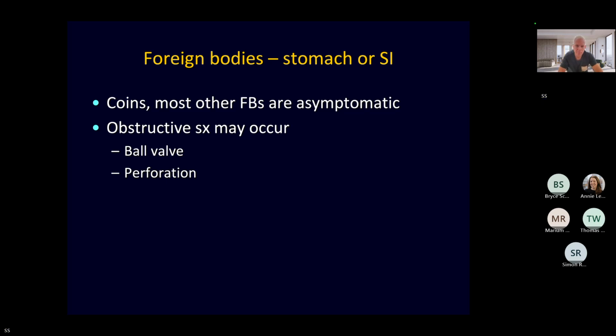So, in the stomach or small intestine, once something gets there, it's usually asymptomatic. Obstructive symptoms are very rare. When that occurs, it's the ball valve effect, usually at the level of the pylorus. And of course, perforations are always the thing we worry about with sharp objects, depending upon what the sharp object is and how long that object is. And we'll talk more about that.